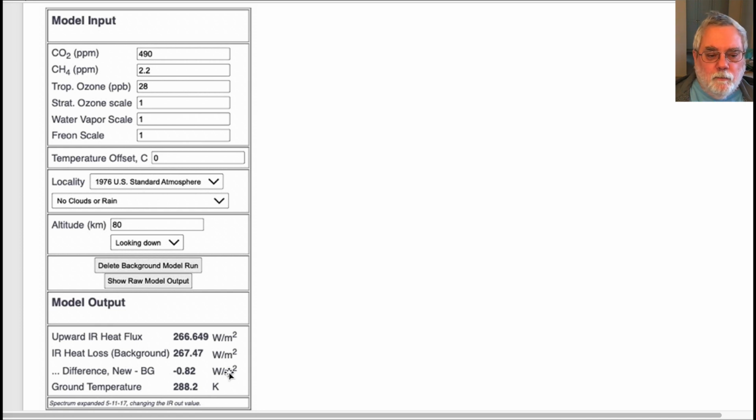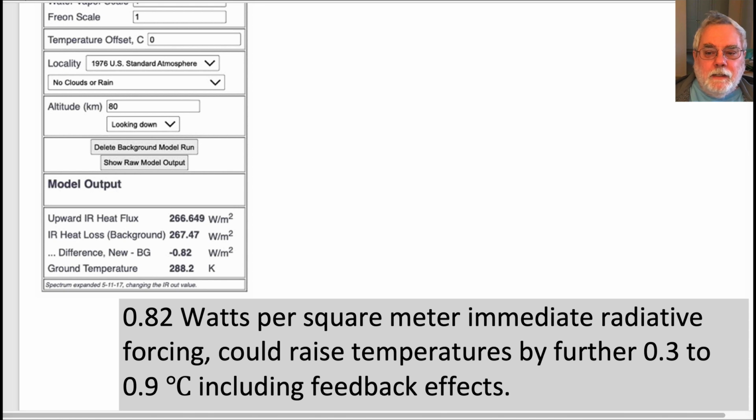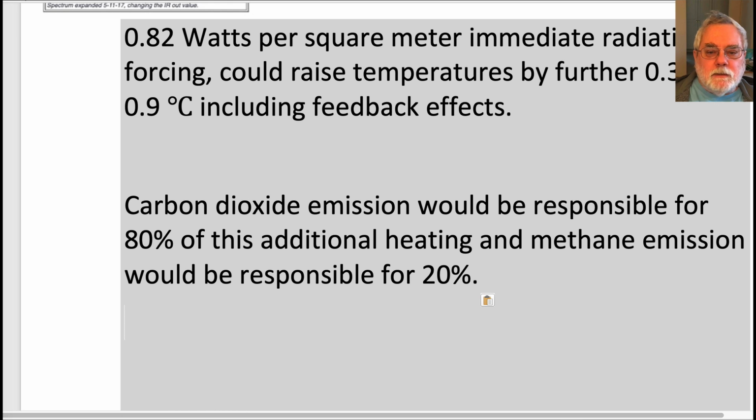And MODTRAN says that there will be a difference of 0.82 watts per square meter. We get an immediate radiative forcing of 0.82 watts per square meter, which could raise temperatures eventually by a further 0.205 degrees Celsius, not including feedback effects. This could be an eventual increase of 0.3 to 0.9 degrees Celsius, including amplifying feedback effects. Carbon dioxide emission would be responsible for 80% of this additional heating, and methane emission would be responsible for 20%.